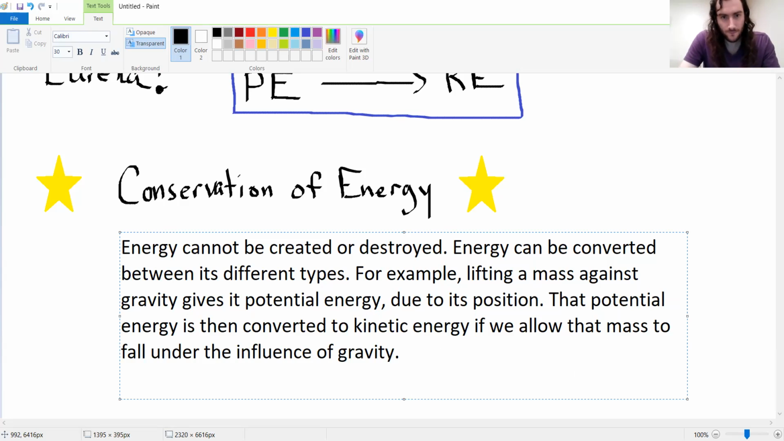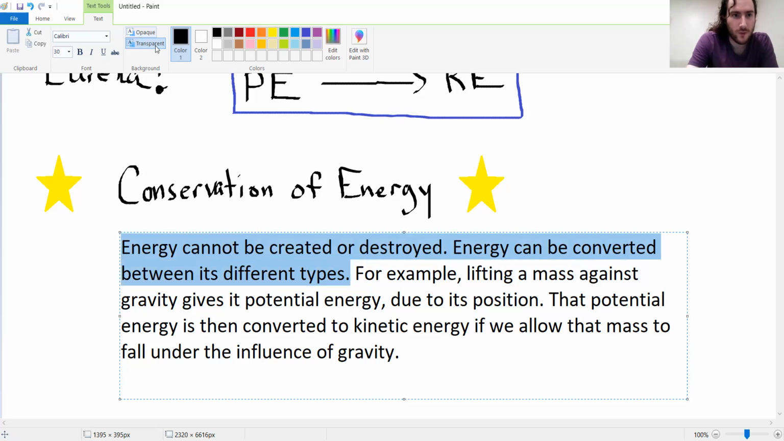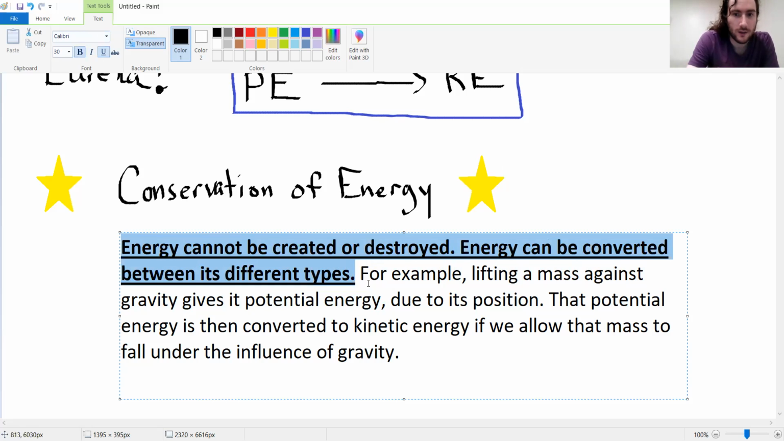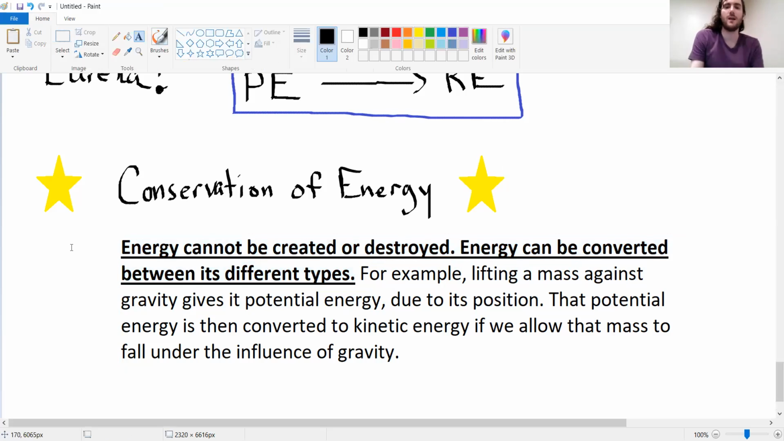Okay. A little bit of a long one there, but the main point there is the first two sentences here. So maybe we can bold these and underline it. Okay, so that's the main point there. Because energy cannot be created or destroyed. It can only be converted between its different types. And so you might be wondering, actually, let me give you guys like a minute to copy that down. Okay, so just let me know in the chat when you're done copying that down, and then I'll talk a little bit more.